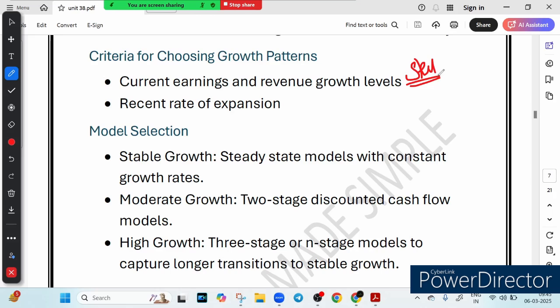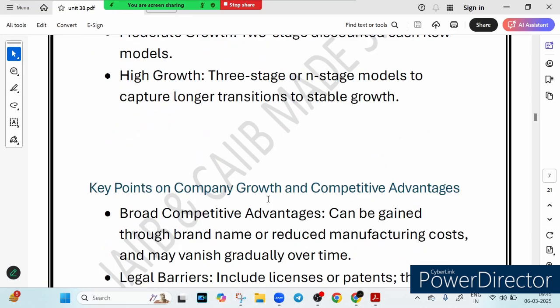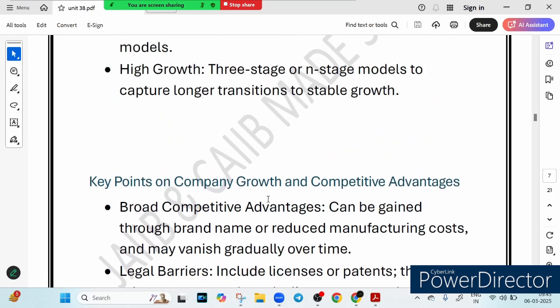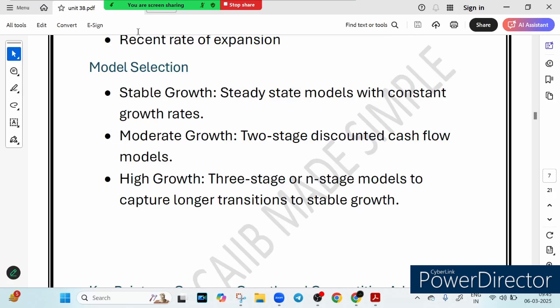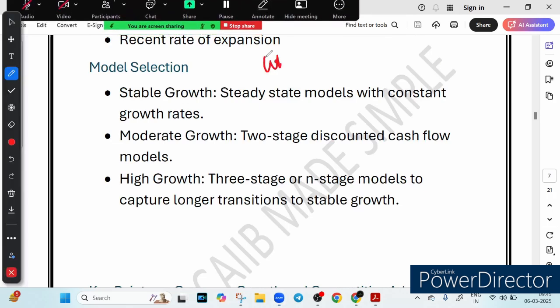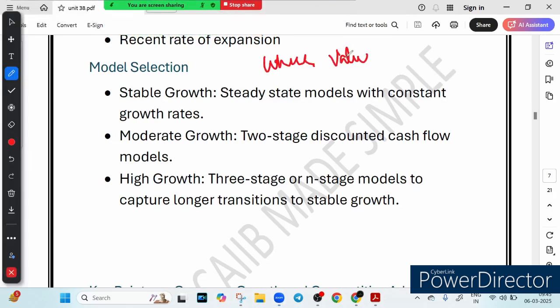So now we know the model selection: stable growth, moderate growth, high growth. The pertinent question is, which valuation model should be used?